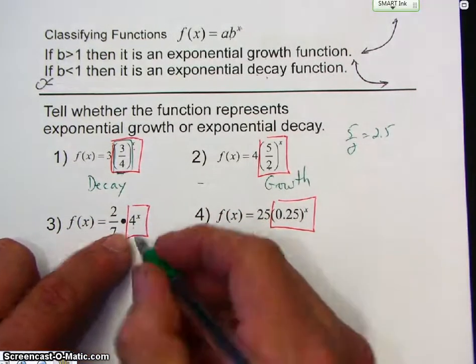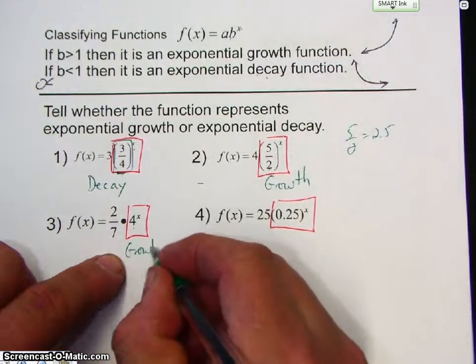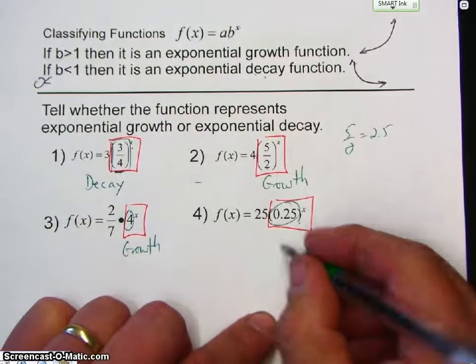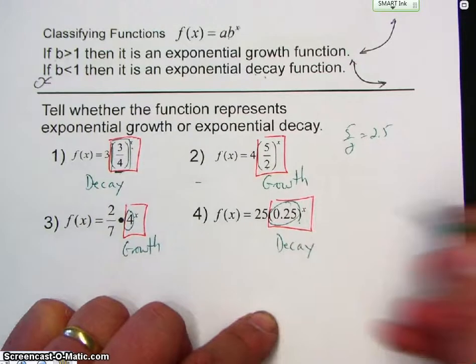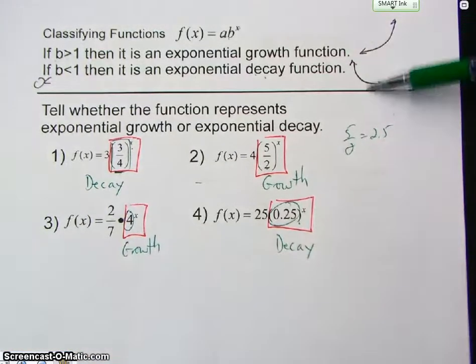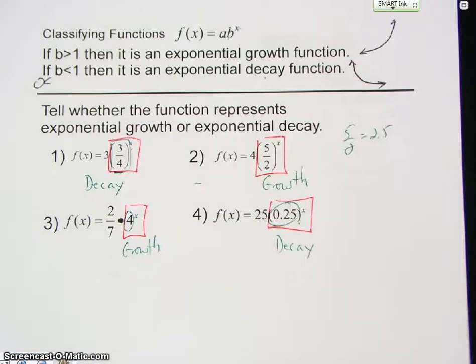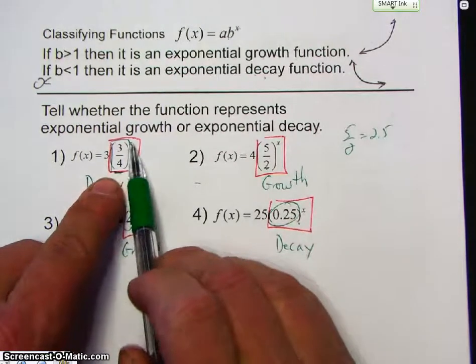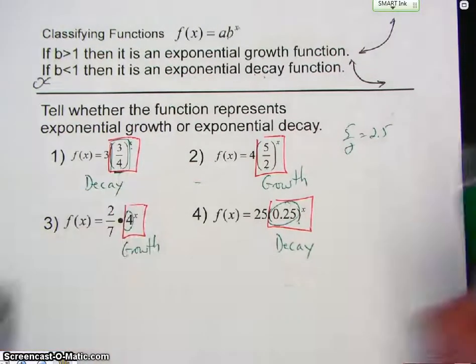4, that's greater than 1, so that's growth. 0.25, that's less than 1, so that's decay. So that's how you determine how these graphs would be. Is it growth or decay? You just look at the term that has x as the exponent, then look at the base. Is it greater than 1 or less than 1?